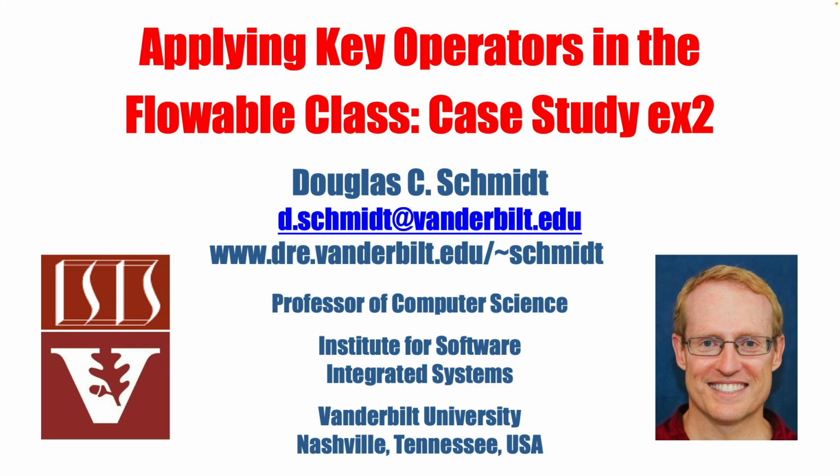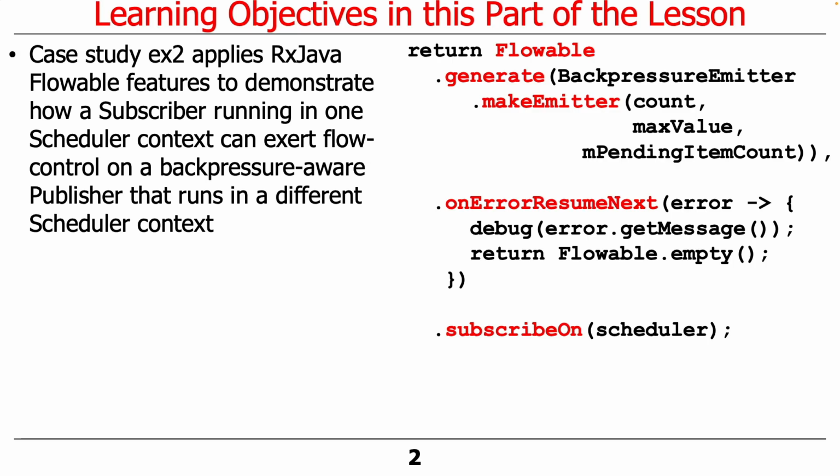So we're now continuing on with our coverage of the flowable class operators and how they can be used to enforce back pressure. And this is case study ex2. This case study is different from case study ex1 that we just looked at in that we now have back pressure aware publishers and subscribers. And they're generating events at the appropriate rate because they're aware of back pressure, and they also run in different scheduler contexts, but they're aware of the rate at which things can be dealt with.